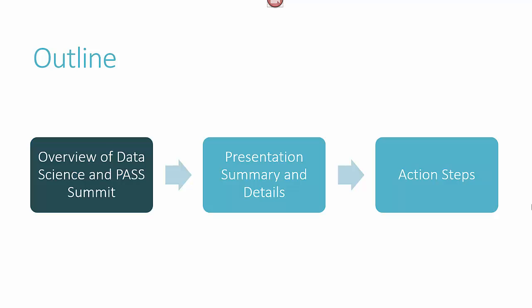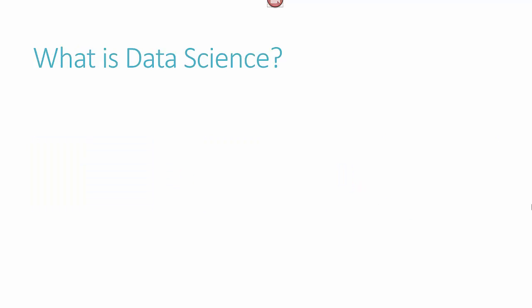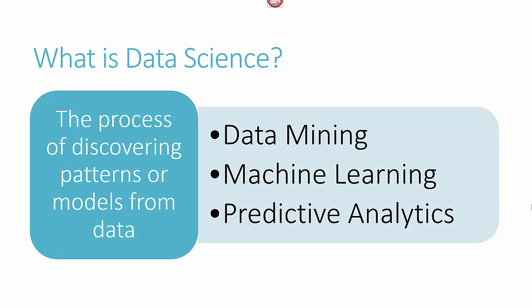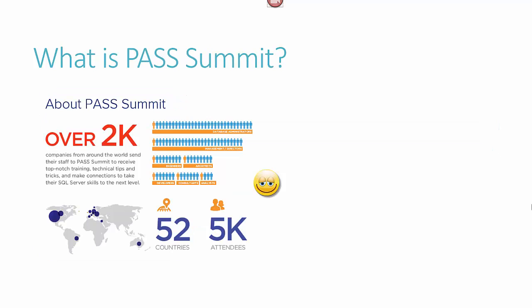So let's go right into the overview of data science. What is data science? It's the process of discovering patterns or models from data. It comprises, in alphabetical order, data mining, machine learning, and predictive analytics. These terms have specific definitions I've used in many presentations. For our purposes, we're going to consider them equivalent as far as PASS Summit is concerned.